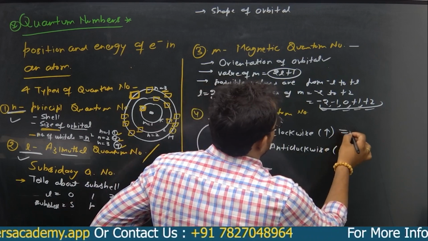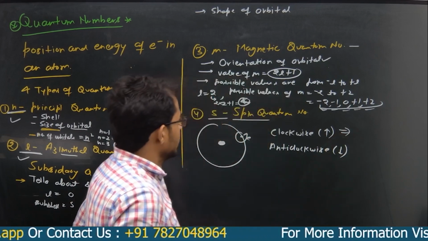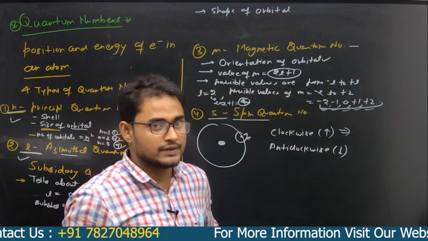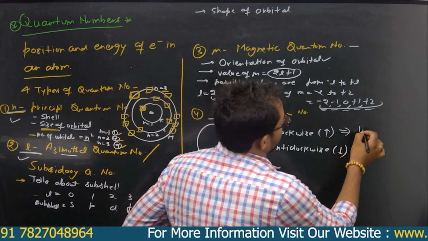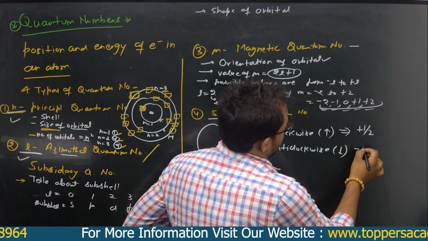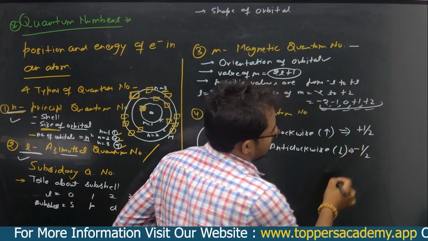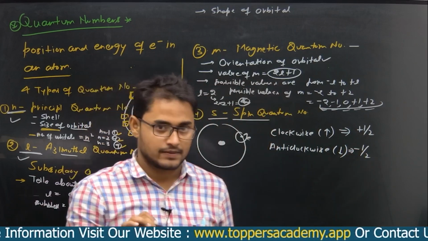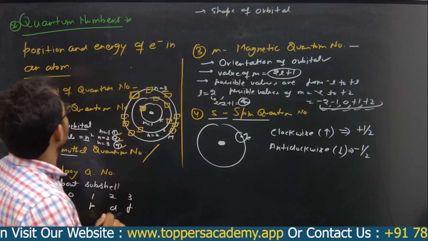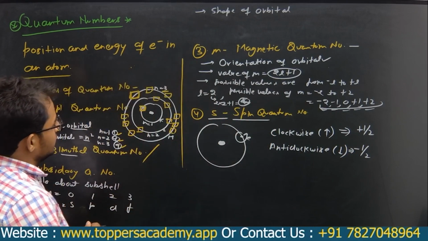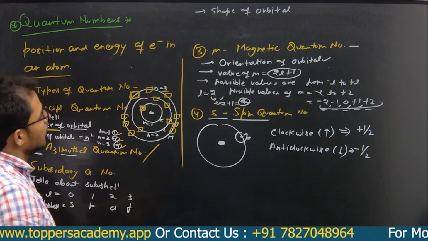The value of the spin quantum number for the clockwise direction is plus half, and for the other direction it is minus half. Okay, so that is what I have discussed about the quantum numbers.